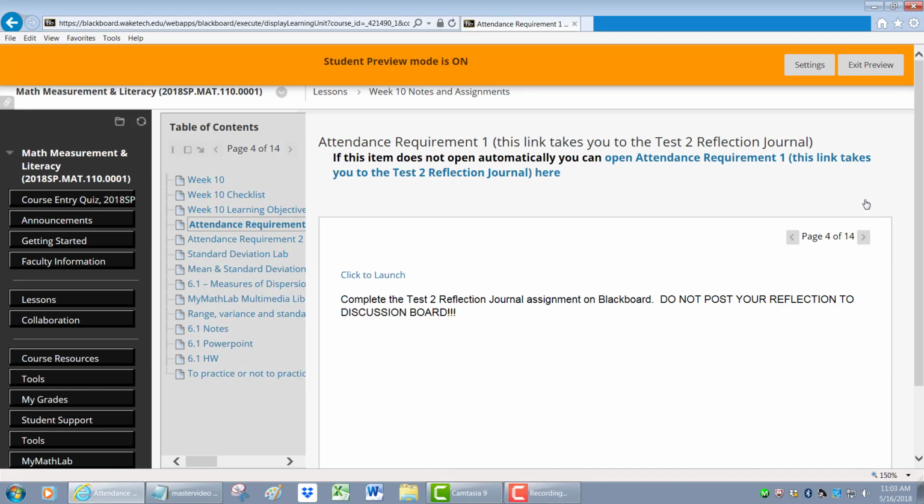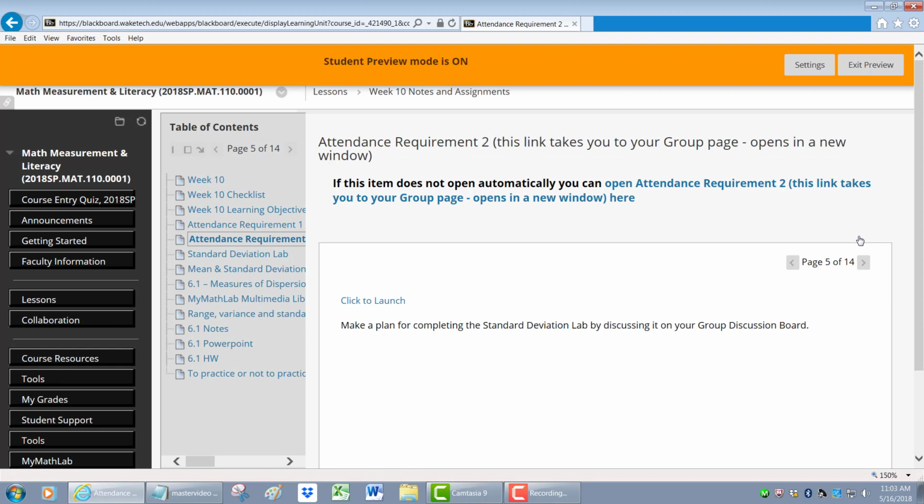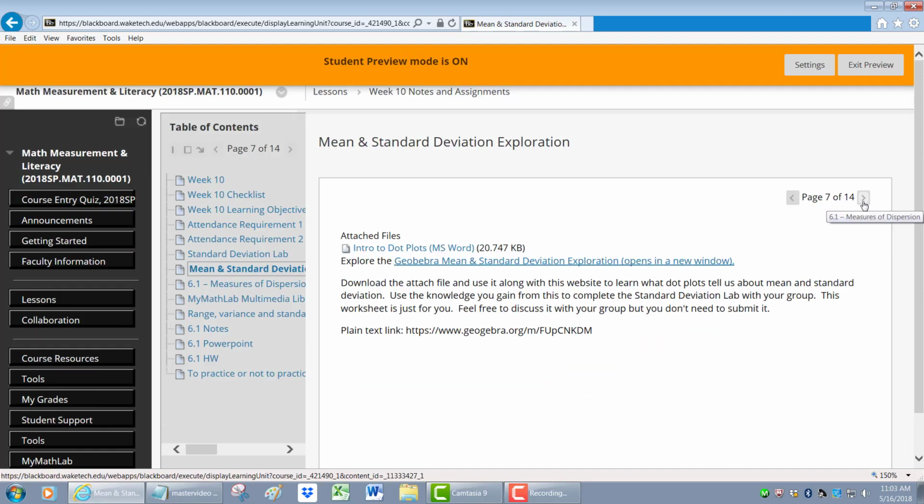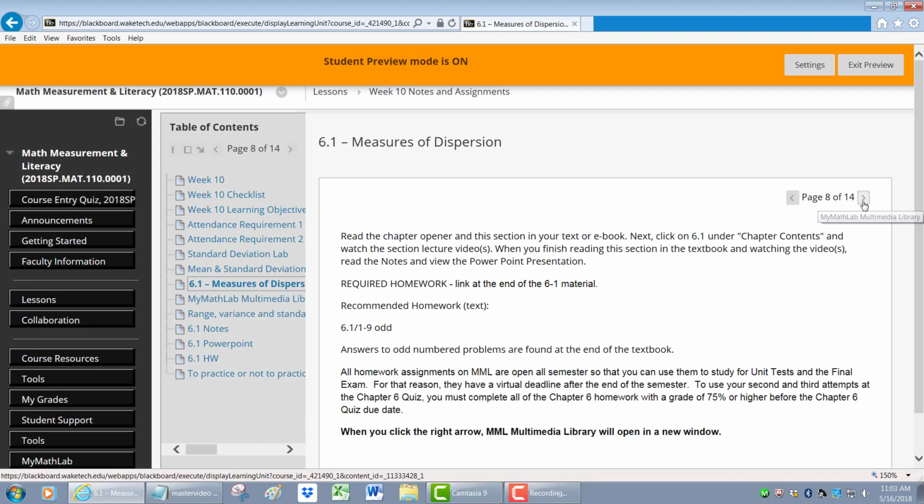And then there is a link to the various attendance requirements. So in this particular week, they complete a journal reflection, and there's a link that takes them there. And then they post on their group discussion board, and there's a link that opens in a new page to their group pages. This is their lab that they'll be completing for the week. And here is a discovery activity that they use to prepare for that lab.